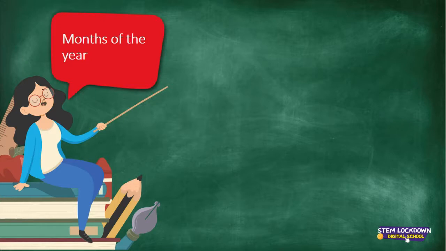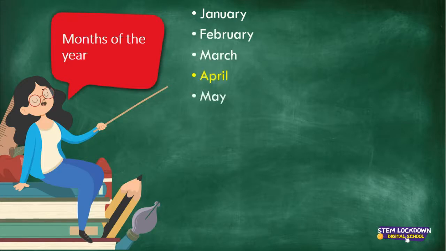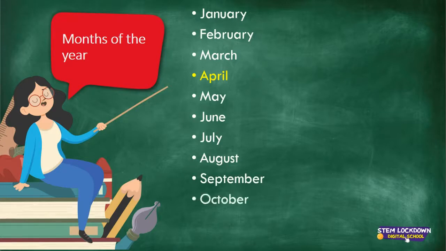And do you know what month comes before the month of your birthday? All right, so let's have a look and see. The first month of the year we've got is January, February, March, April, May, June, July, August, September, October, November, and the last month is December. Good.